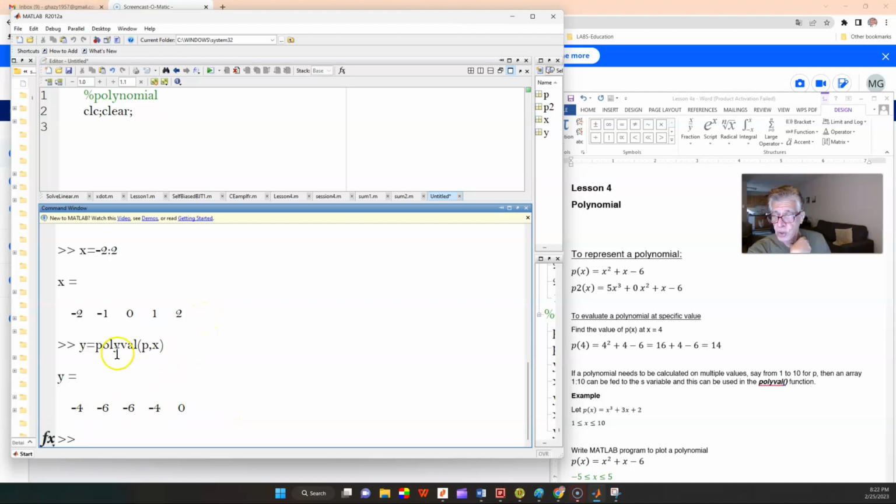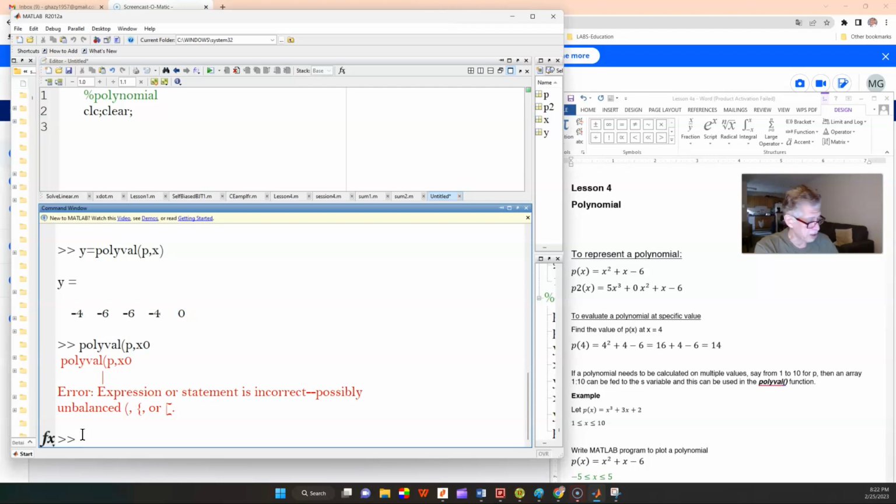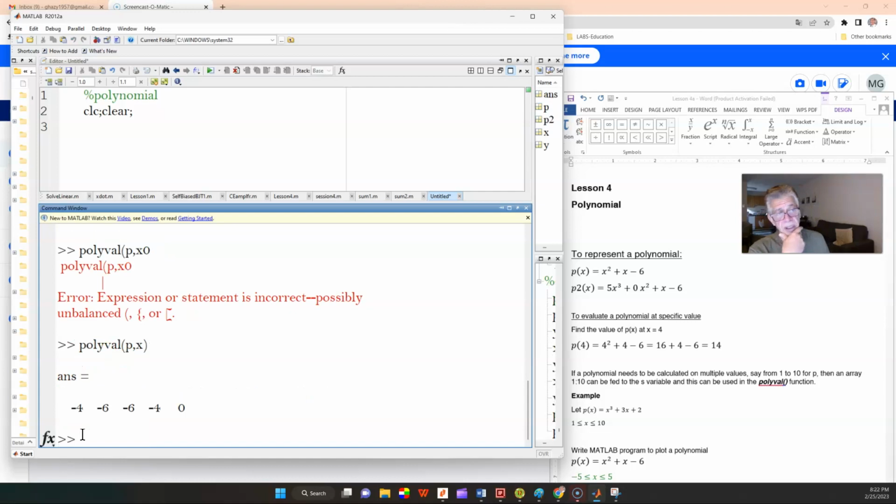All right. Should you write y equal? No, not necessarily. If you just write polyval p, x, it will just get the values. Oh, there's a bracket missing, see, it has to be balanced brackets. So you get the same thing. But I just want to store the values of the polynomial in a vector y, because sometimes you want to perform another operation on the result. So I call it y.